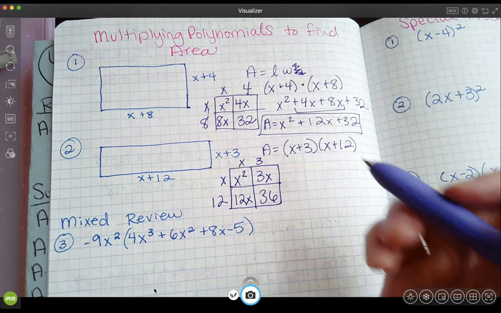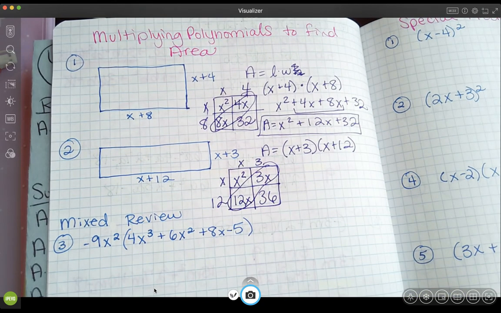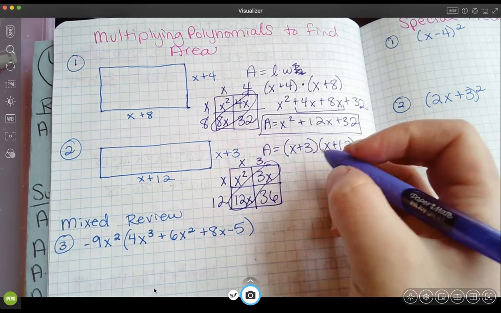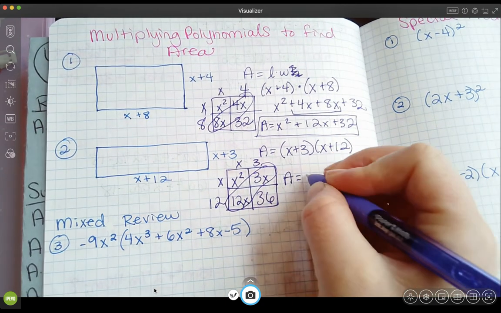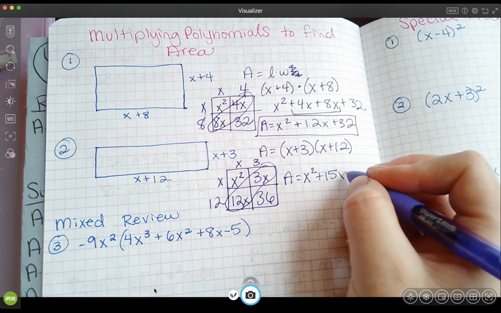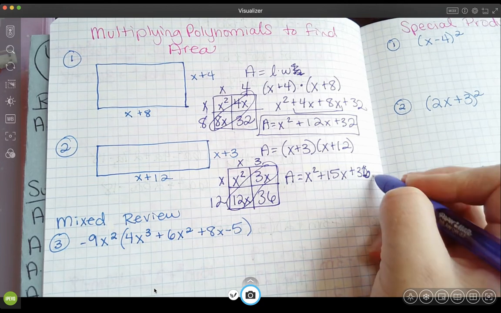And what you'll find is that these are your like terms. So you can even just simplify it before you write that thing down. And that's what I'm going to do. 3 plus 12 is 15x plus 36. Oh, 36. I'm going to do 32.